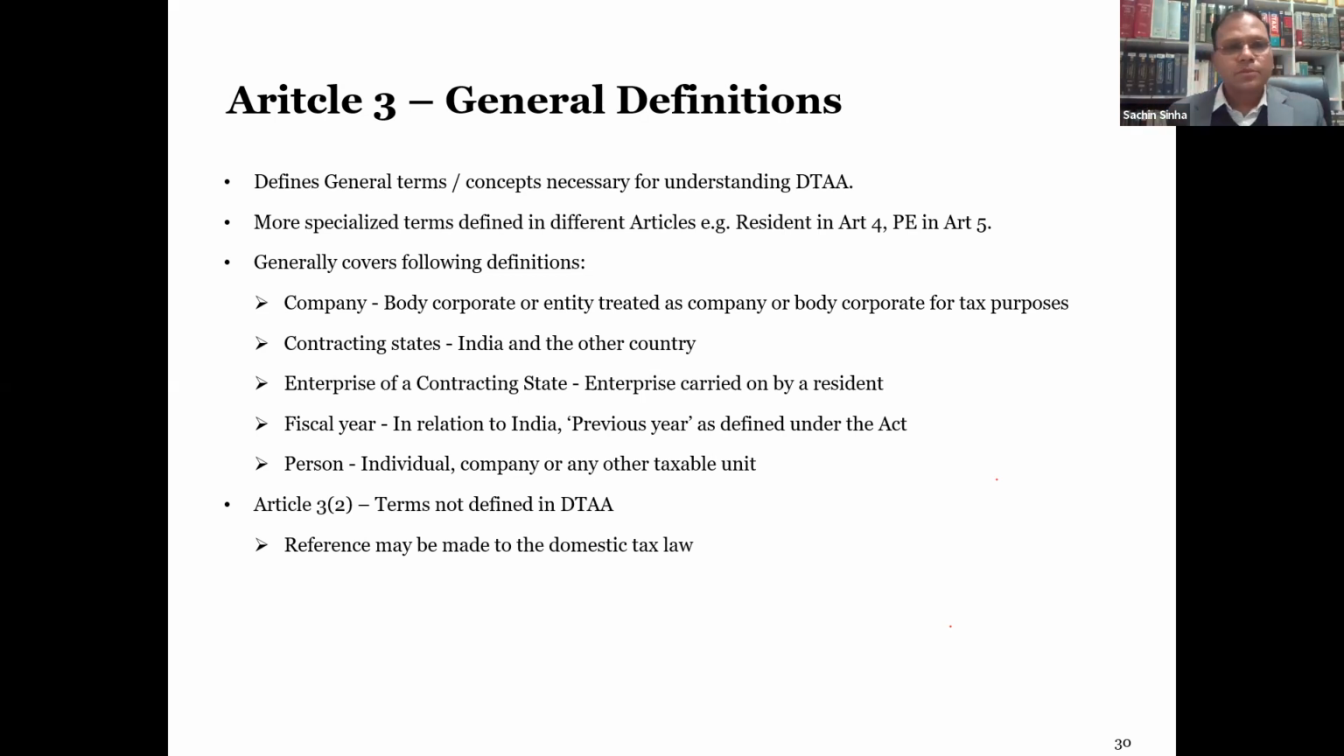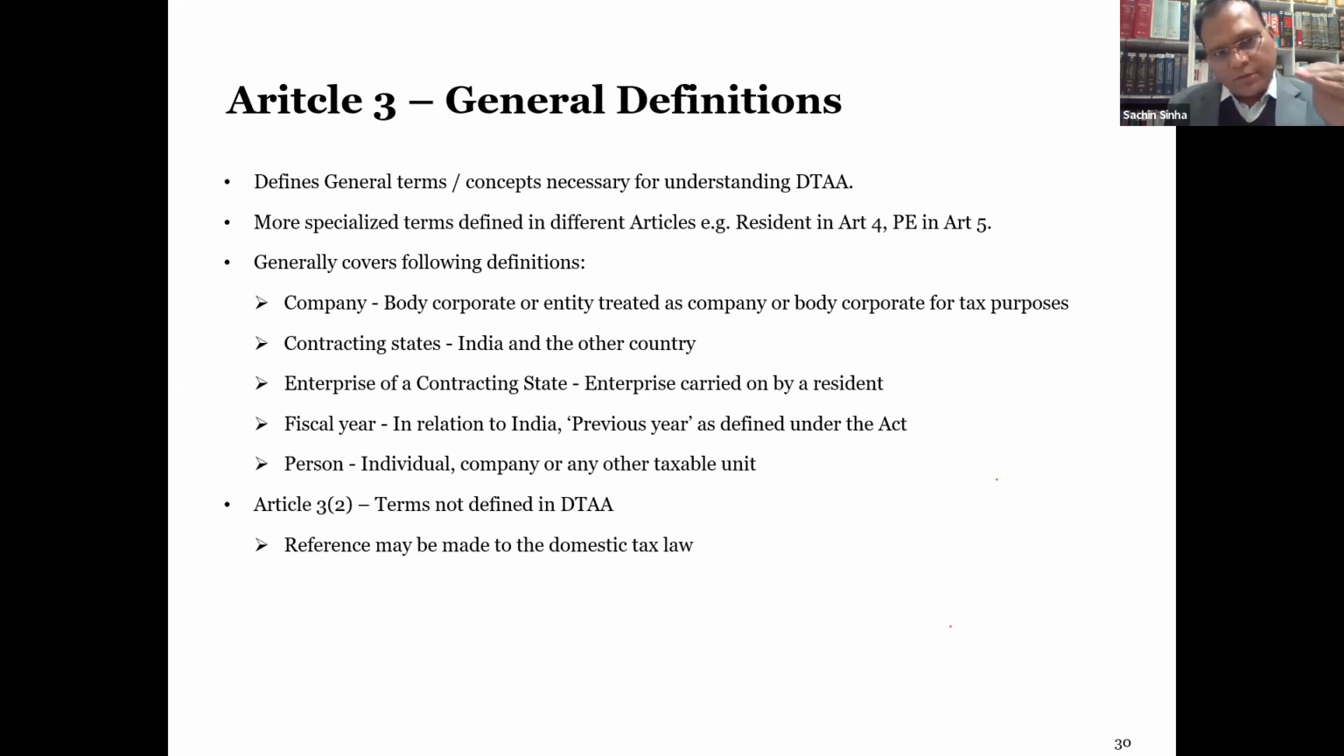Some, or a few, terms are defined in the treaty, but the question arises, what if the term is not defined? It defines general items, so concepts necessary for the understanding of the DTAA, because a few terms which are used in the treaty are very important. So it is defined there, like inland waterways, that is defined under that act. So fiscal year, enterprises of a contracting state.